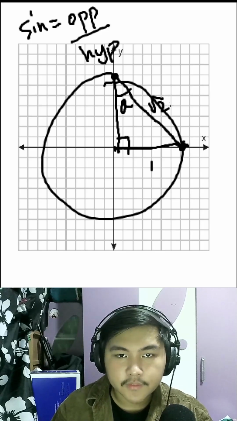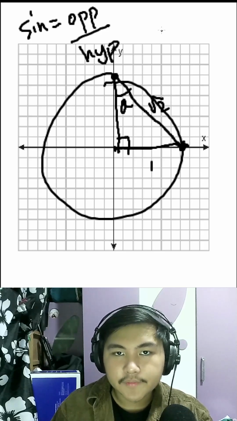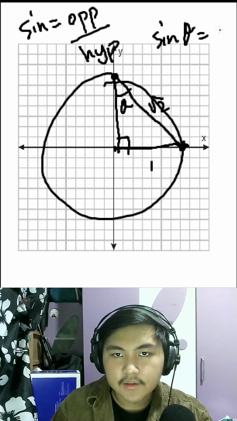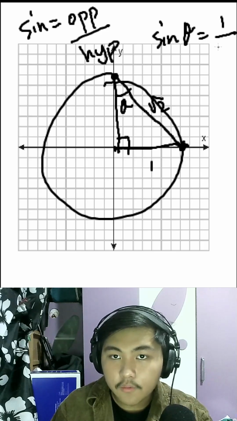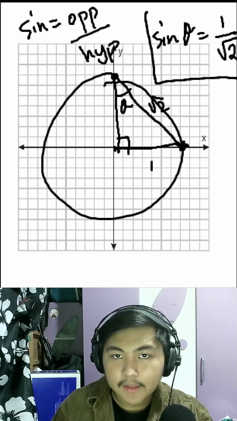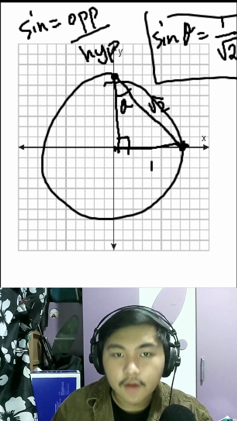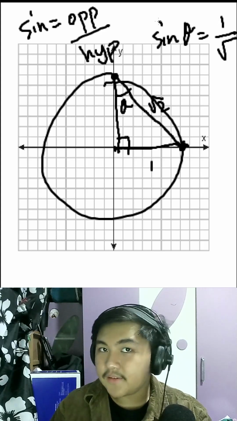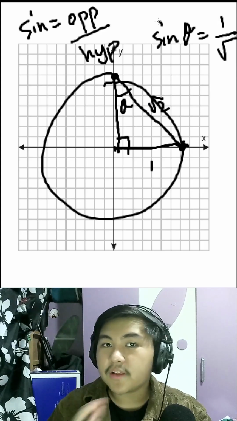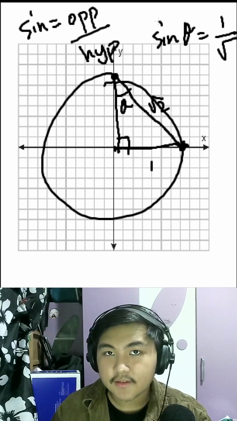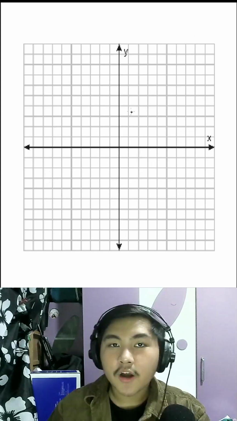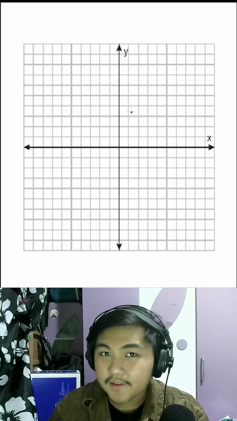Let's say this is square root of 2. You would have an answer of sine theta is equal to 1 over square root of 2. Now this is the sine of theta. So that's basically what a sine function is. Now we can finally move on to talking about the actual function itself, the sine function.